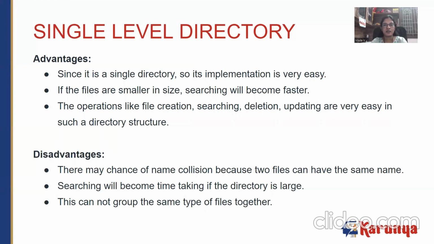But the disadvantages which we face here is name collision. The first thing is name collision, because two files are allowed to have the same name. Searching will become time-consuming if the directory is large. The size of the directory has to be small, if not, it takes a longer time. And this cannot group the same type of files together. These are the disadvantages which are faced in a single level directory.